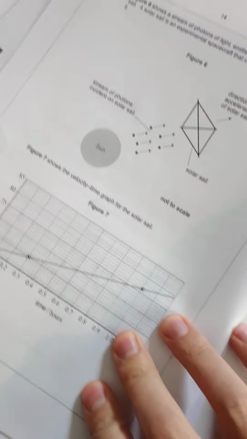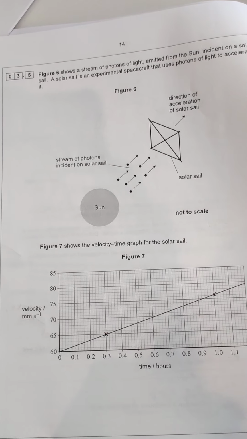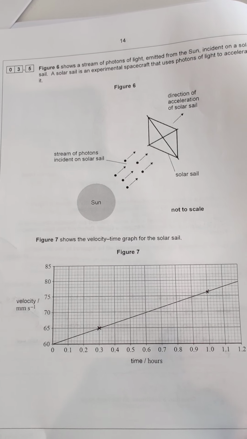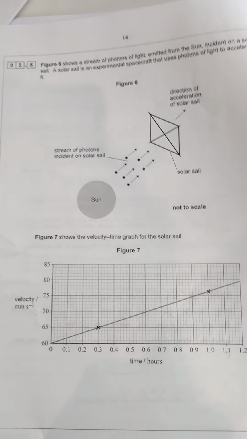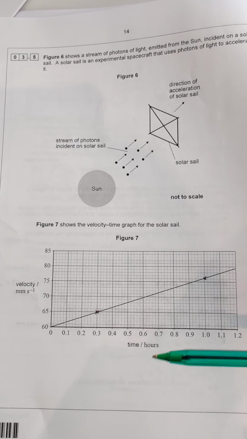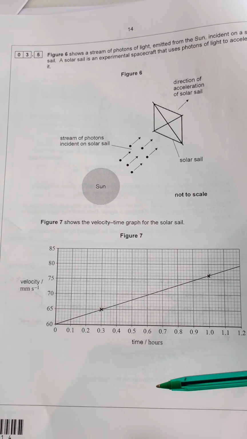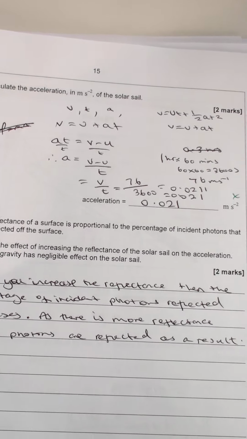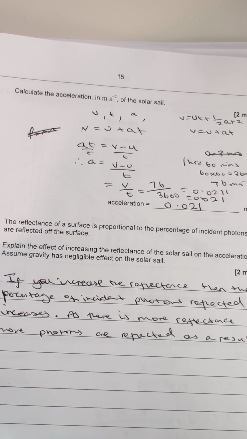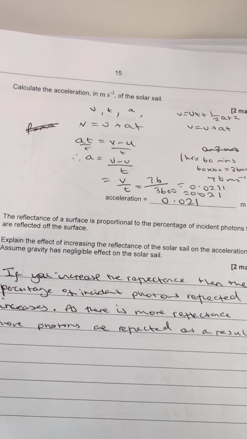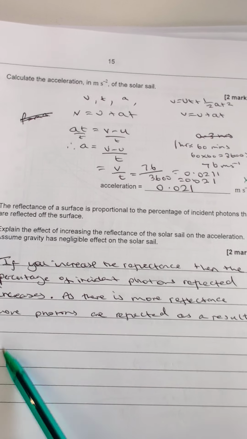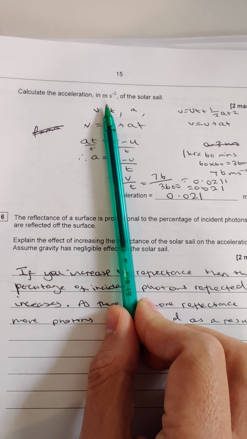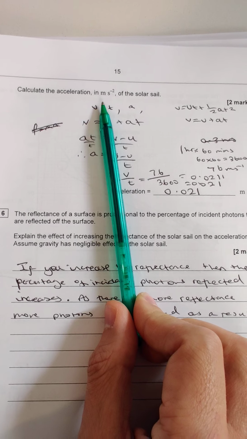Okay, so on the next question, we're considering a solar sail, which actually has been done as an experimental spacecraft. And we're given a graph here that's just a simple velocity time graph. Now, the next question asks us to use the velocity time graph to calculate the acceleration in meters per second squared of the solar sail. Now, they're kind of making it a little bit obvious here by reminding you of the unit.